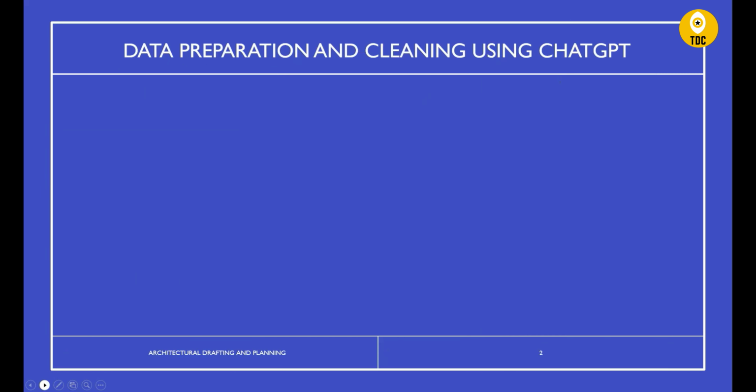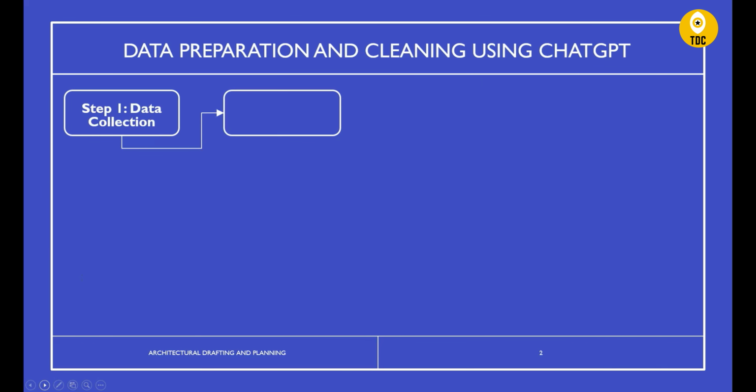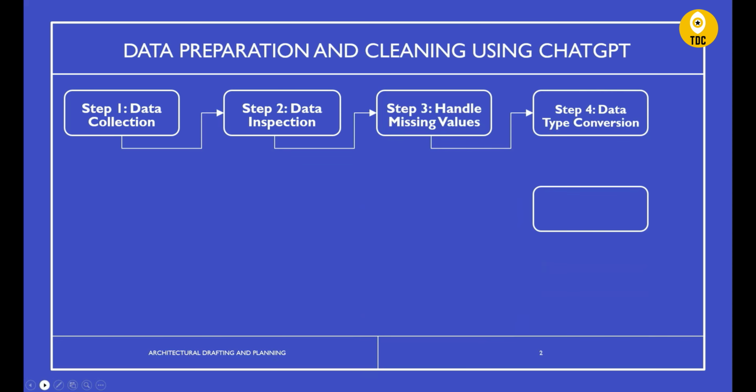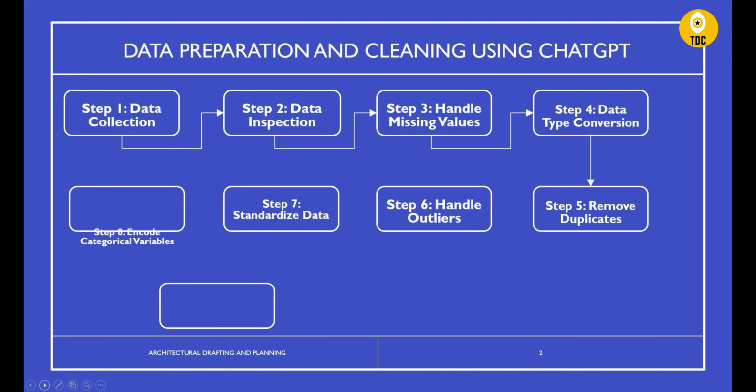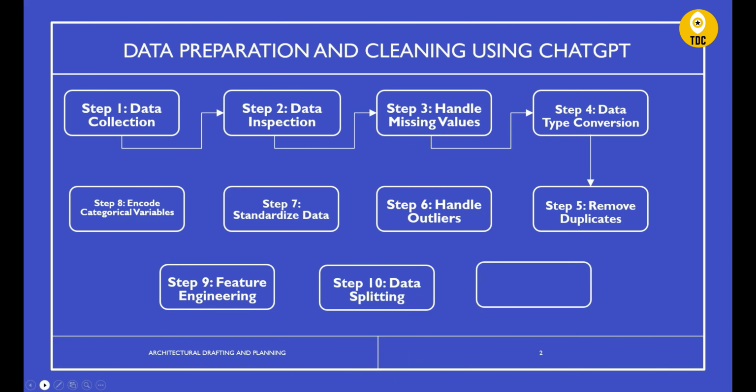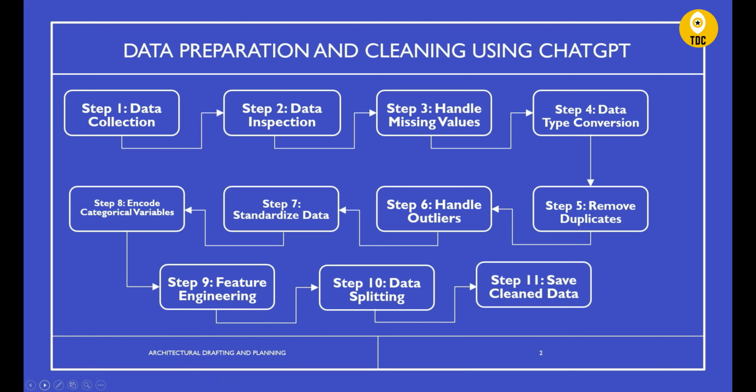So with that, as you can see, we have seen the steps from ChatGPT. Everything is suggested by ChatGPT. We used Python and Pandas libraries combination and the scikit-learn library here. It is able to produce these steps and give the relevant code also: data collection, data inspection, handling missing values, type conversion, removing duplicate values, handling the outliers, encoding categorical variables, feature engineering, data splitting, and finally saving the data into the new location that you provide. So this is how the entire data preparation and cleansing happens using ChatGPT. We have demonstrated that with a live example.